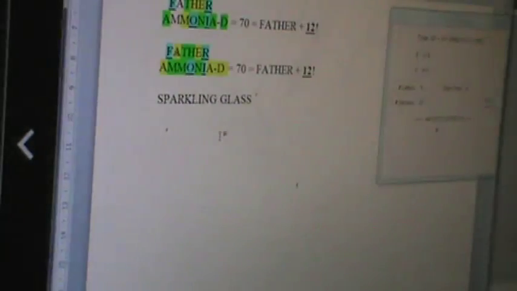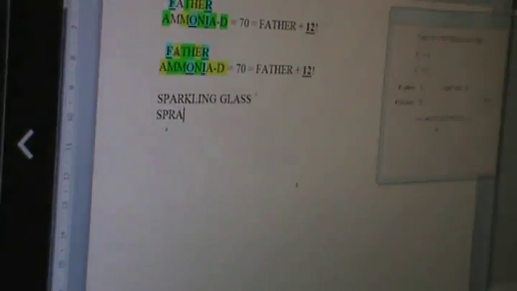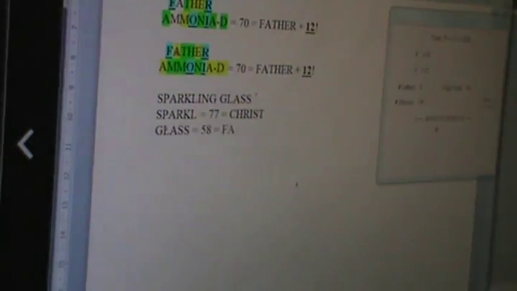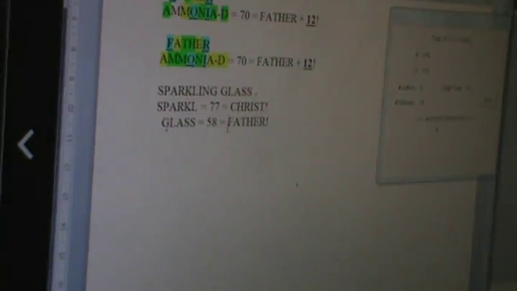Sparkling is Christ. Okay. Glass equals Father. Sparkling is 30 points on top of Christ. And this is very glaring because that 30 points is the ending, the ing. So sparkle is Christ, okay? This equals Christ. And remember, glass equals Father. It's very obvious. Very, very pure, very simple, isn't it? Okay, that's the root of the word.